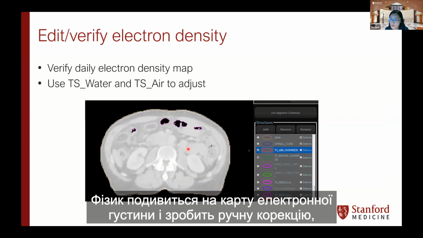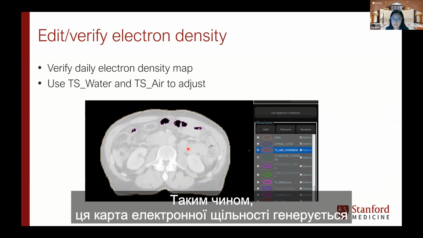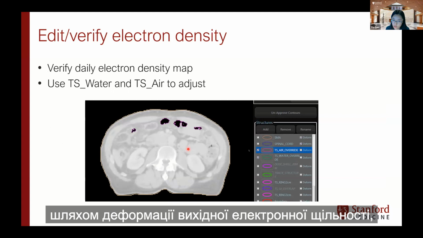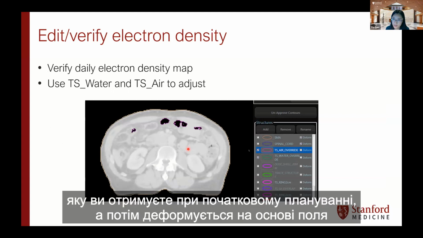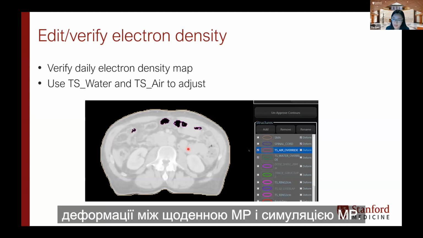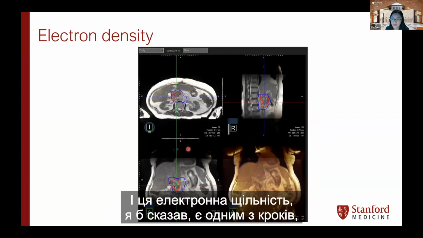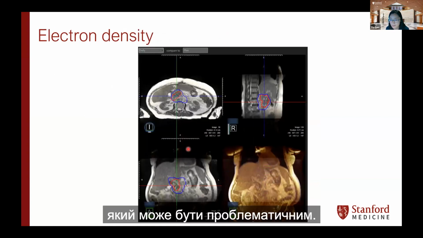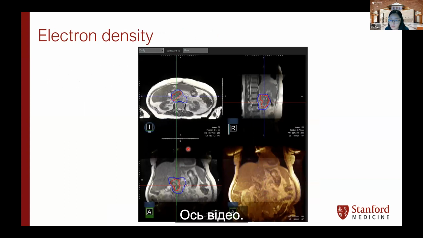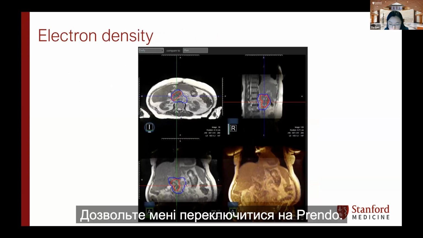Then physicists will look at the electron density map and do manual correction if needed. This electron density map is generated by deforming the original electron density from the initial planning, based on the deformation field between the daily MR and your simulation MR. So it's a deformed electron density map. And this, I would say, is one of the steps that can be problematic. Here's a video. Let me switch to it.